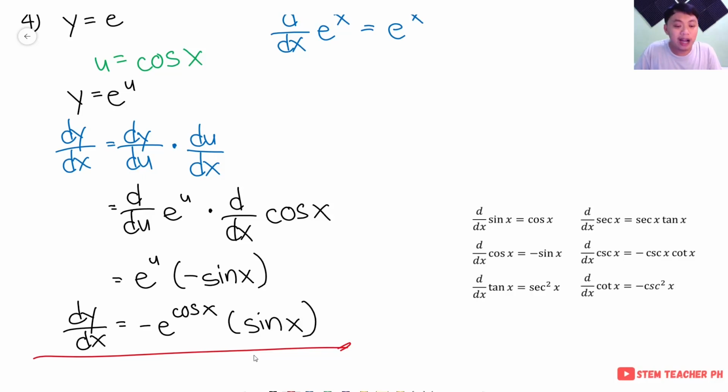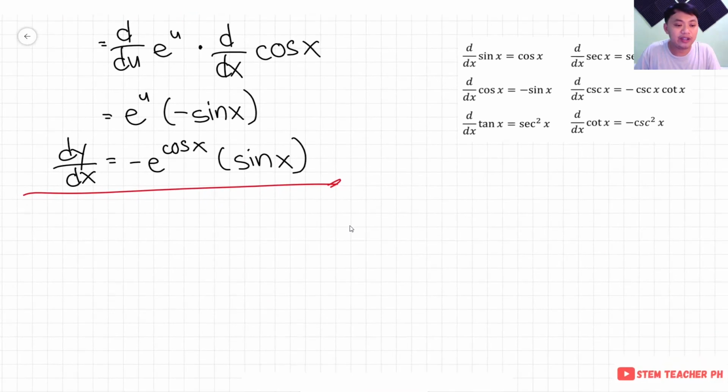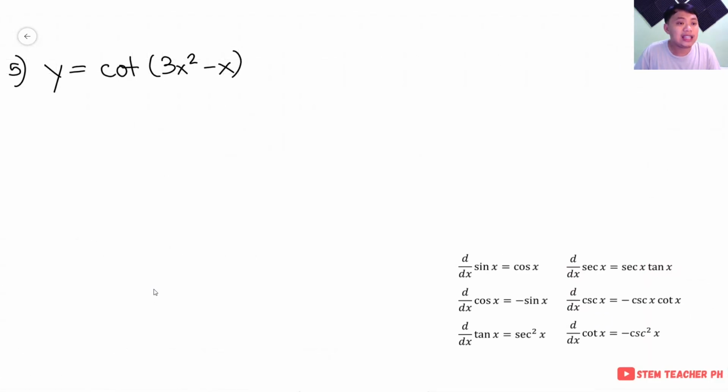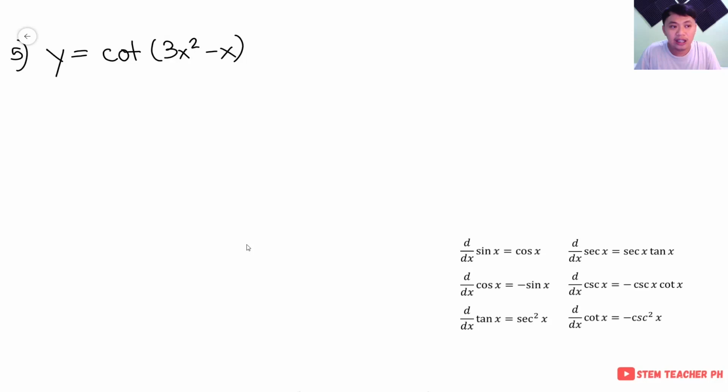Tuloy tayo sa panglimang example for the derivative of trigonometric function. We have y is equal to cotangent of 3x squared minus x. Dahil medyo sanay na tayo gumamit ng chain rule from the previous example, gawin natin to ng mas mabilis. So getting the derivative, hindi ko na to ilelet as u, kukuhanin na lang natin yung derivative niya directly. Ano ang derivative ng cotangent? As we look here, the derivative of cotangent is negative cosecant squared of x. Ito yung gagamitin. So yung cotangent, papalitan natin siya.